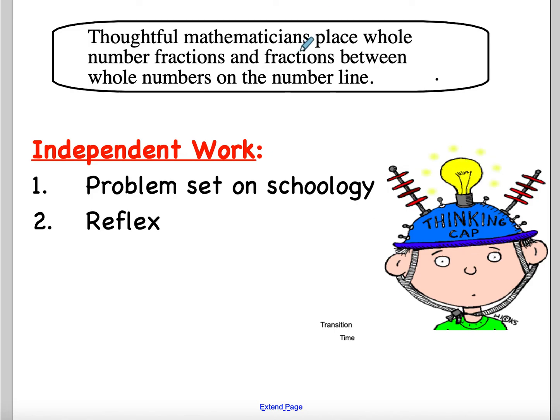Hi scholars, today we're continuing working with fractions on a number line. So let's start with our learning intention. Thoughtful mathematicians place whole number fractions and fractions between whole numbers on the number line.